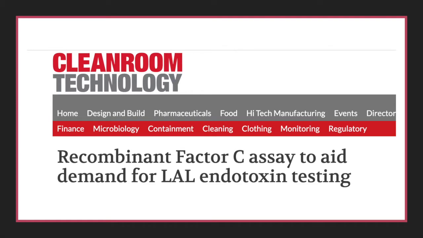So, Cleanroom Technology, I really like this website. It's a bit hit or miss with some articles, but there's some really good information on the website about current technology and new developments. I would recommend having a look at the Cleanroom Technology website if you don't already. And there was a great article on it about recombinant factor C in the GMP industry and its role in aiding the demand for LAL endotoxin testing.